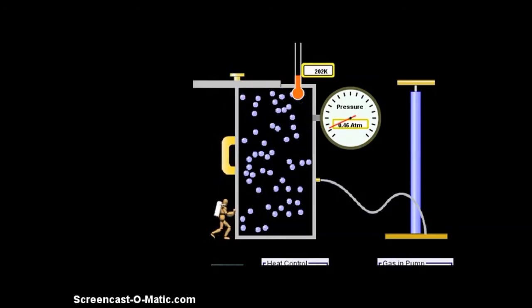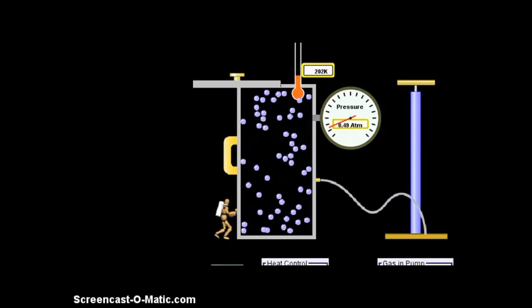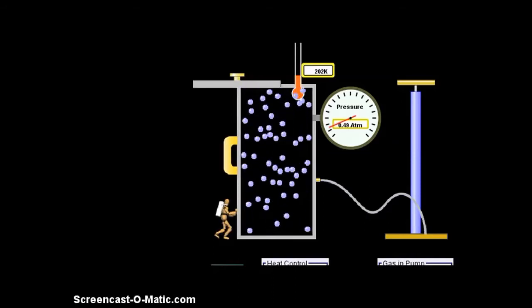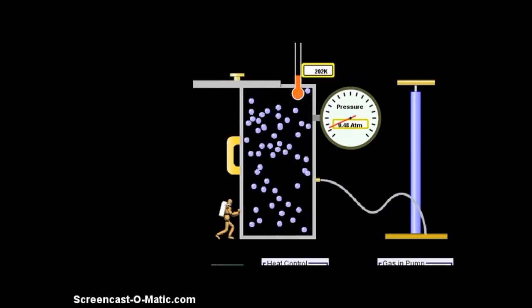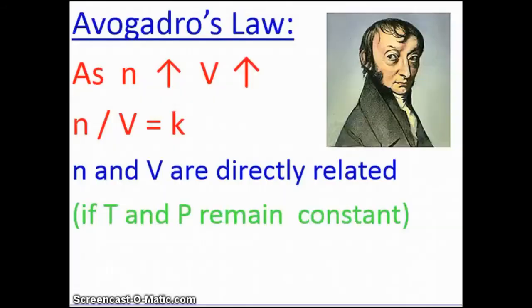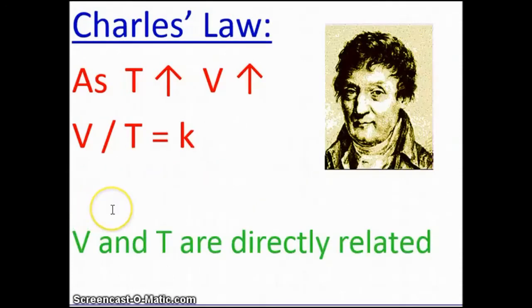So this is again a direct relationship. If the moles increase, the volume increases. If the moles decrease, the volume also decreases. So that was Avogadro's law. So now let's look at Charles' law. What Charles' law states is if the temperature goes up, the volume is going to go up.